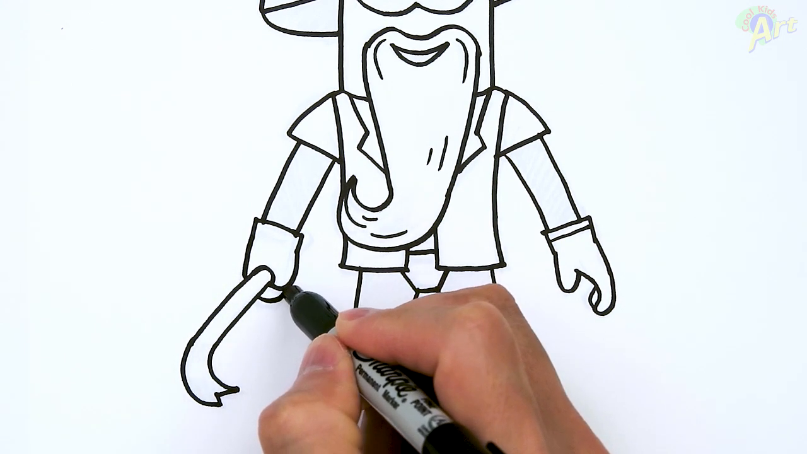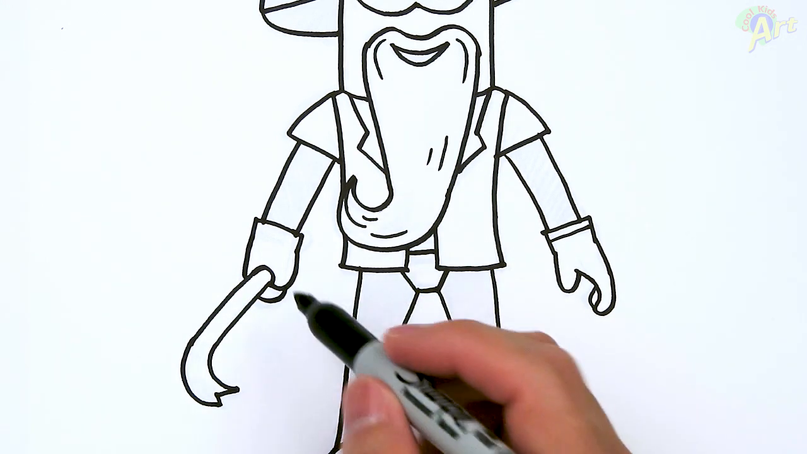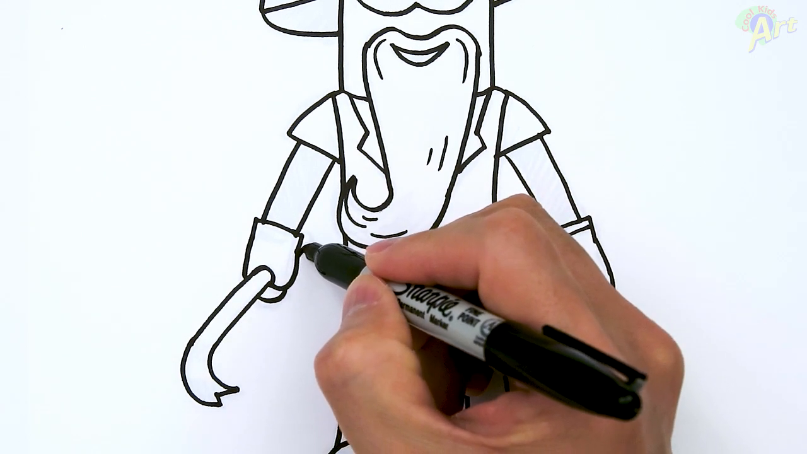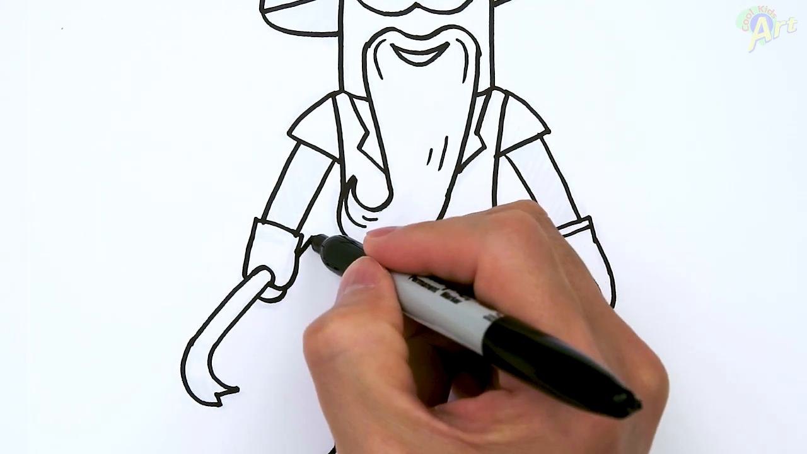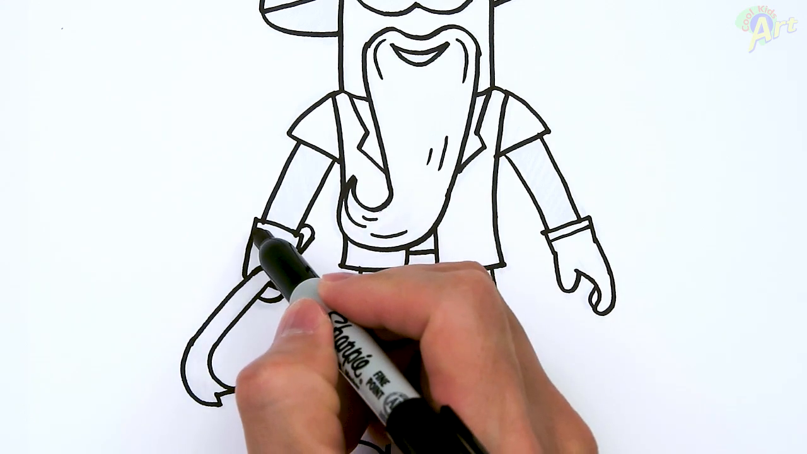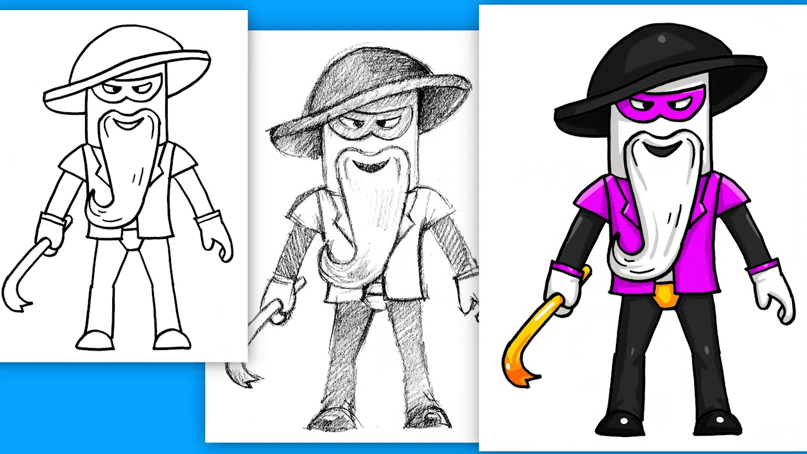And then now for the back of the crowbar, continue with this line, just go back and then just round it out. Okay, and then same detail here, just one little line and we'll be done. And that is it for this very strange looking Scary Larry.